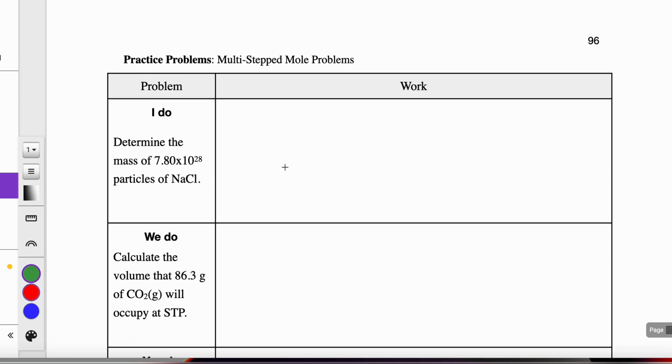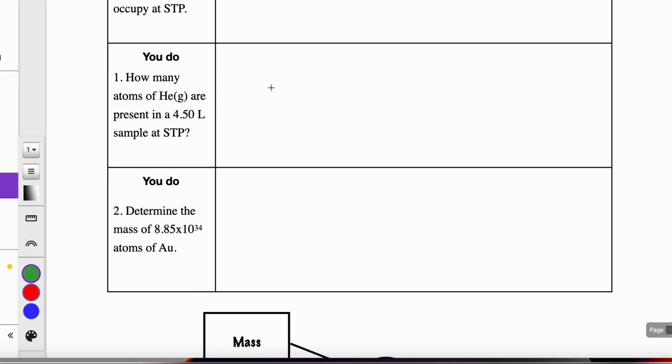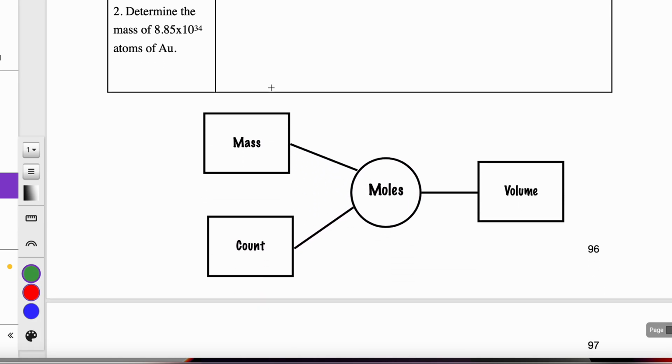96. And 96 is where we're going to look at multi-step mole problems and how to write these out. But before we jump into that, I have a summary mole diagram down here at the bottom. So I'm just going to put a little bit of information to help us through.